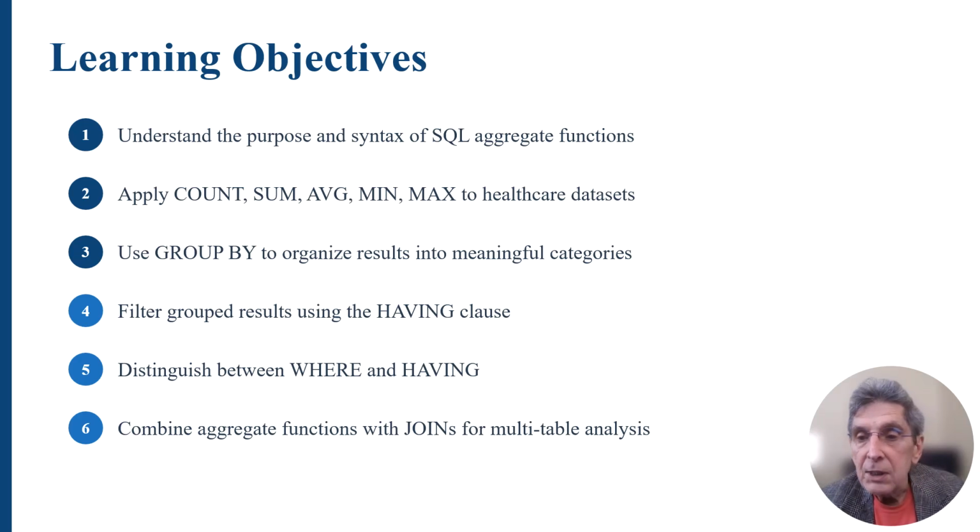And fifth, clearly distinguish between where and having. This is a common source of confusion for students. The where and having have some similarities, and using them incorrectly will mess up your output. And sixth, the final for this lecture, is to combine the aggregate functions with joins to perform multi-table analysis, which is where things get really powerful for healthcare analytics. But with the power comes complexity. These are sophisticated data analysis tools, and this is the crux of medical databases.